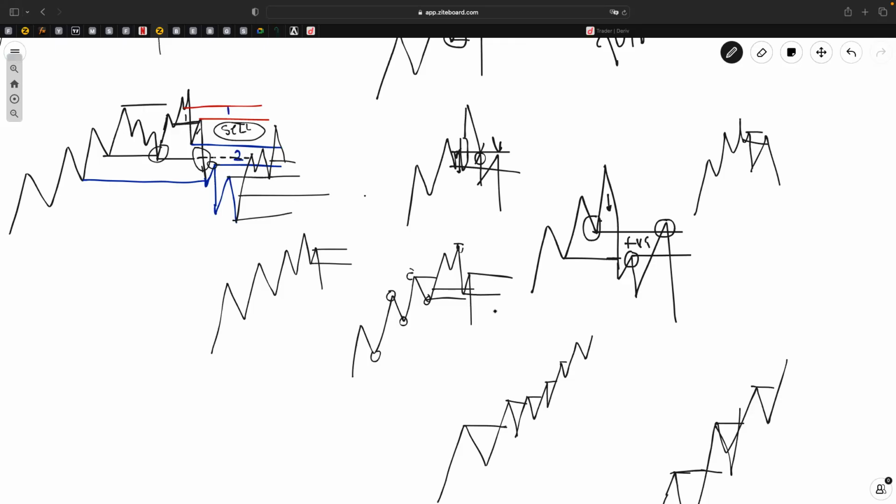Why? Because number one, we have a microstructure here. And this point is as a result of a mitigation of the breaker of the microstructure, which means there's a lot of liquidity sitting above this high. So even if this holds, it is just creating liquidity for the market to clear all of them, then they give you the real sell.